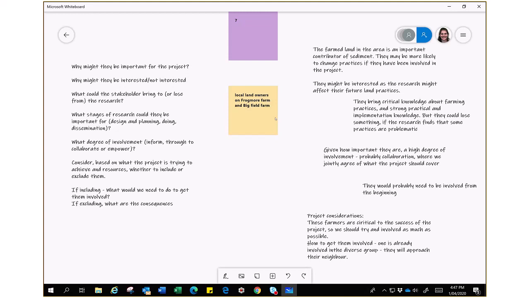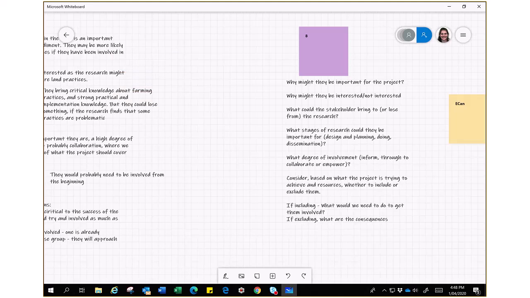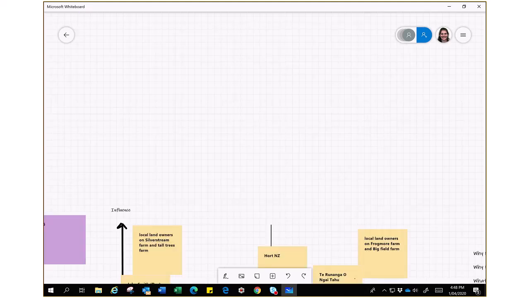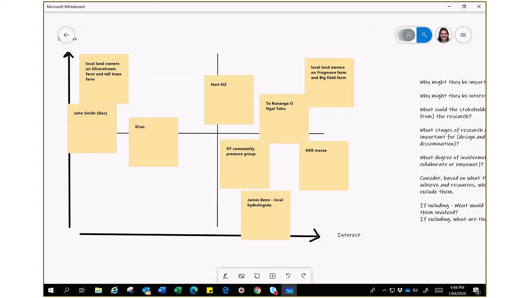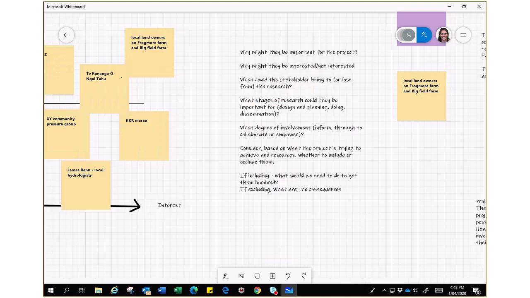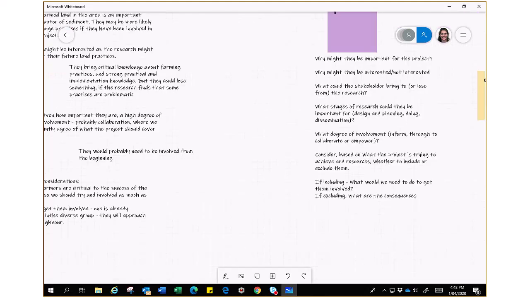How are we going to get them involved? Well, one person is already involved in this diverse group, and they've said that they're going to approach their neighbour. So that might be an example of a discussion of a particularly interested and influential stakeholder. What about a stakeholder that's somewhere else on the map? If we see ECAN here, moderately influential, but not really very interested, let's see what we could say about them.